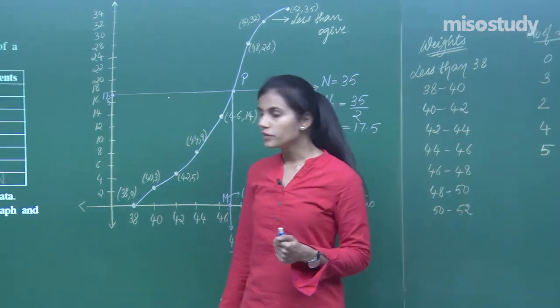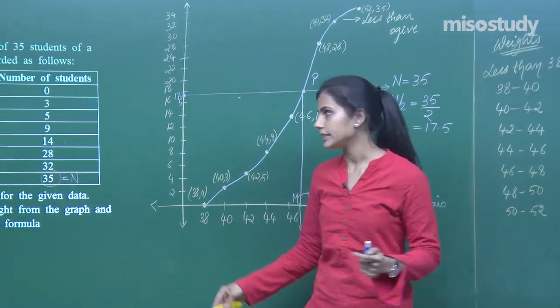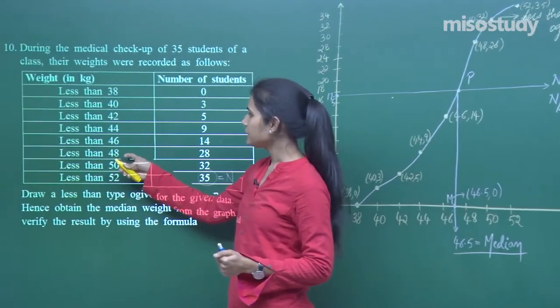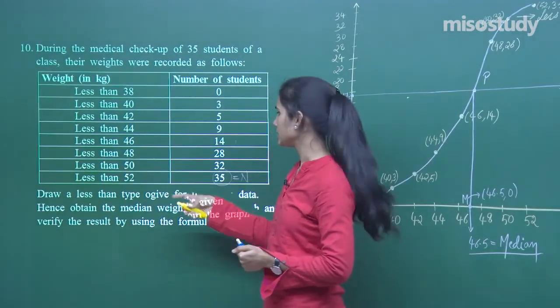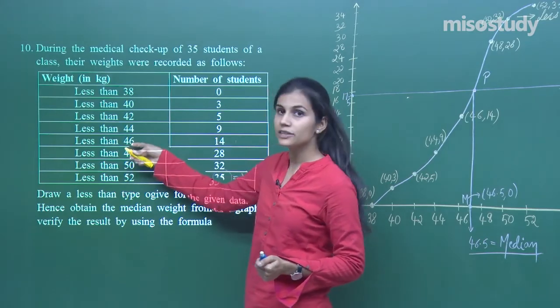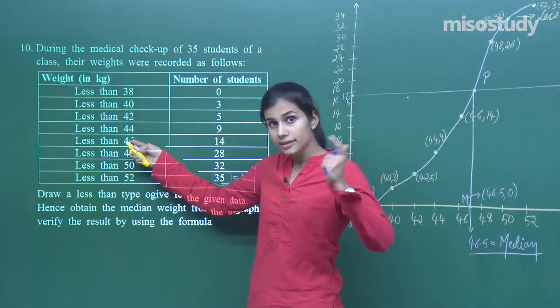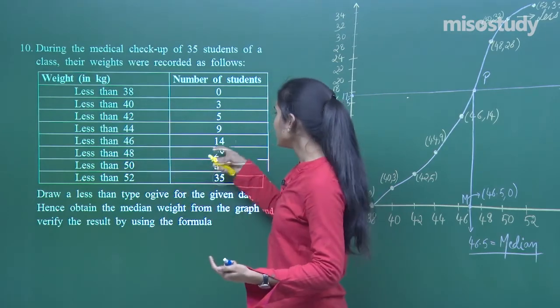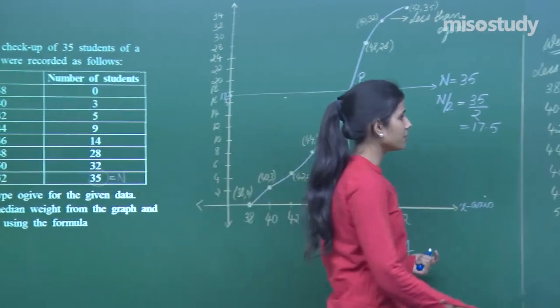As you have this 5 written over here, next you want from 46 to 48. 46 to 48, that means greater than 46, less than 48. Less than 48 is the weight of 28 students, out of which 14 students have weight less than 46. I want students whose weight is greater than 46, less than 48. So 28 minus 14, that gives you 14 is going to come here.